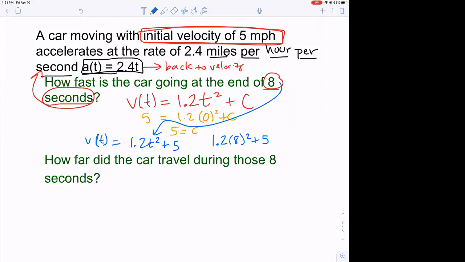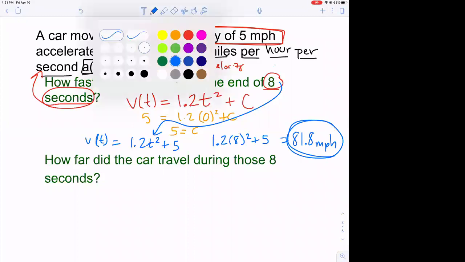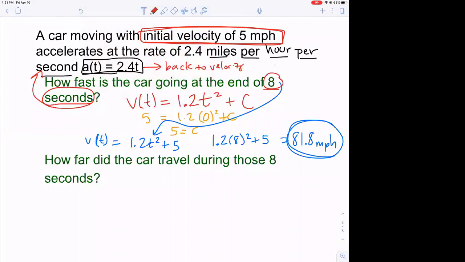So 1.2 plus 5. So that's 81.8 miles per hour. Velocity is still being measured in miles per hour right now. Now it says, how far did the car travel during those 8 seconds? Well, how far would be position, right? And how do we get to position?